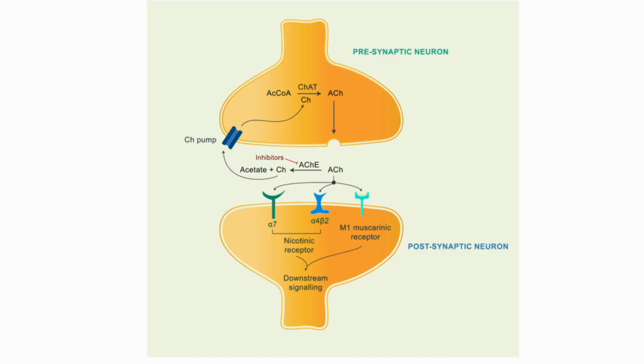In this picture, we can see the mechanism of acetylcholinesterase. After the acetylcholine is released into the synapse, acetylcholinesterase is the enzyme which breaks down acetylcholine to acetate and choline. The inhibitor blocks this enzyme so that acetylcholine stays in the synapse, increasing its concentration in the synapse, thus improving the binding.